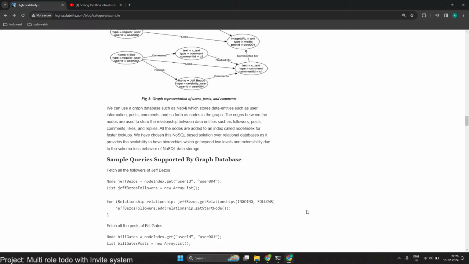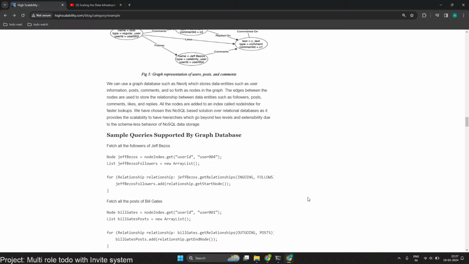We have chosen this NoSQL based solution over a relational database. We use a graph. The nodes are added to an index called node index for faster lookups. We have chosen this NoSQL based solution over the relational database as it provides the scalability to have hierarchies which go beyond two levels, and extensibility due to the schema-less behavior.